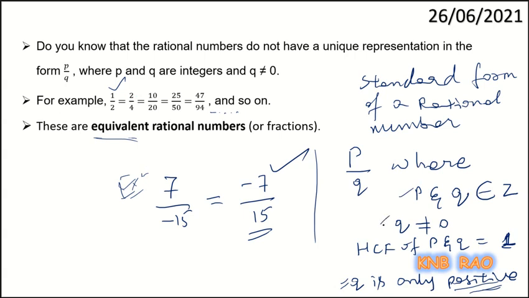Conditions 1 and 2 come automatically in the definition of a rational number, and the third and fourth are included now to call it the standard form. Children, note down. After that, I will continue with one more point and wind up today's session.